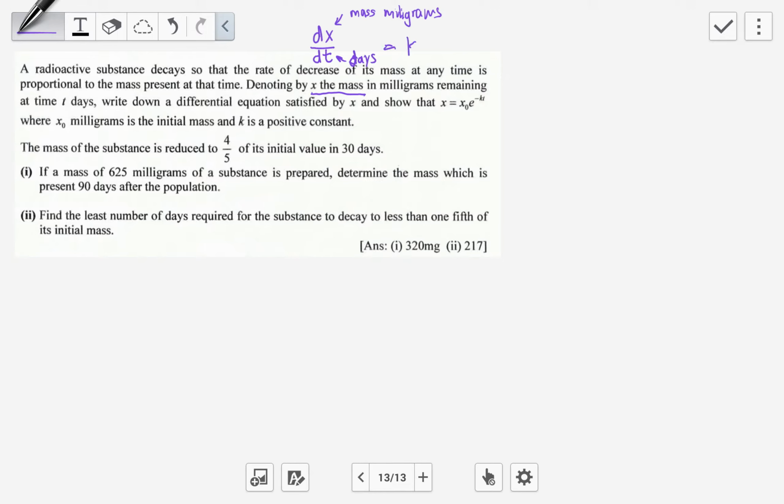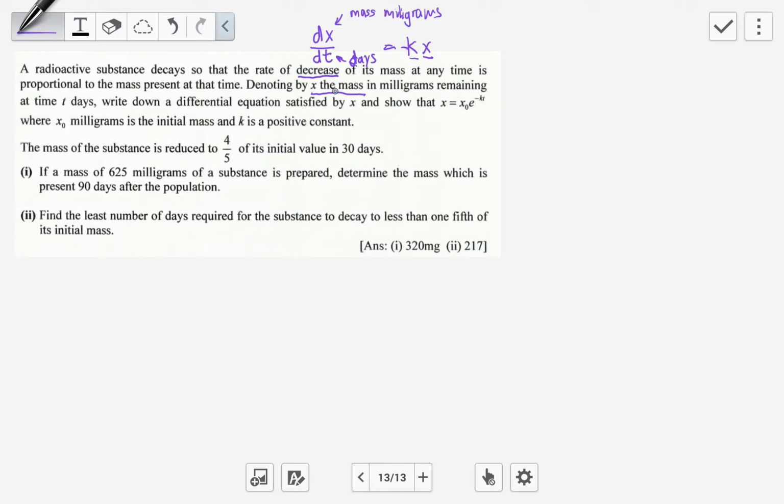So what we have is dx/dt, the rate of decrease of its mass at any time, is proportional, so I write the proportional constant k, to the mass present at that time. But because it is a decrease, I will just use a minus k. Actually, it doesn't matter whether you use k or minus k because it's just a constant, but for convention we will use minus k to indicate a decrease. So the rate of decrease of its mass is minus kx.